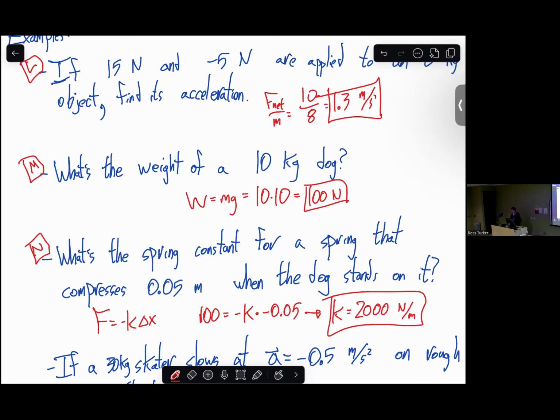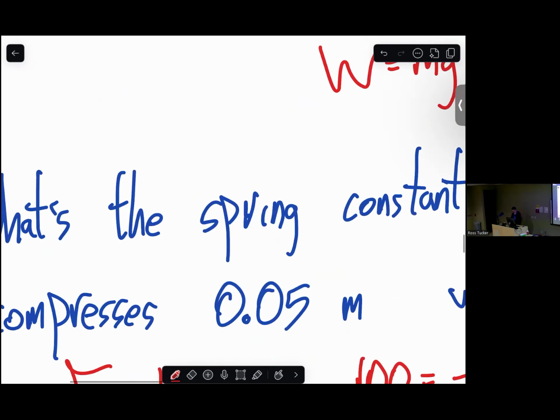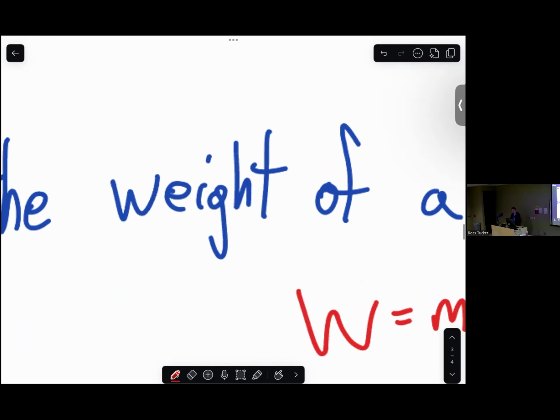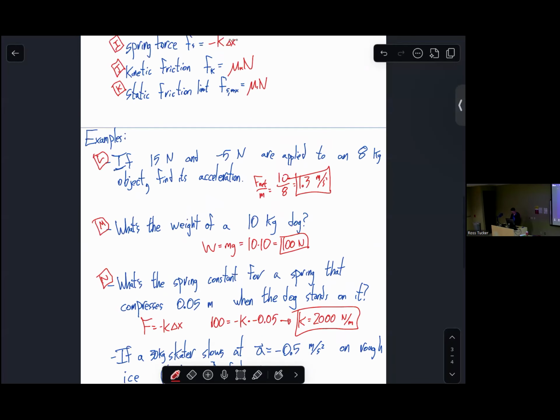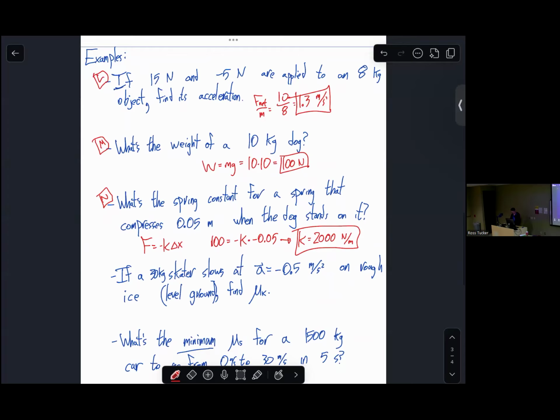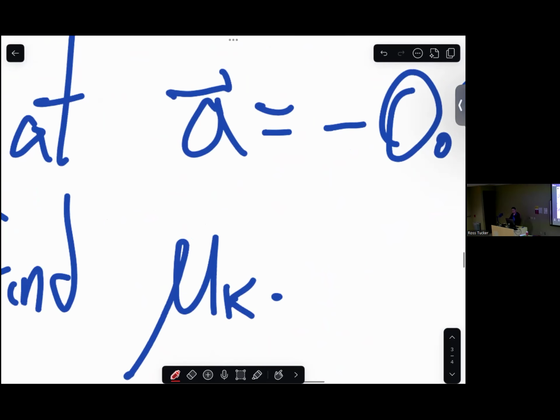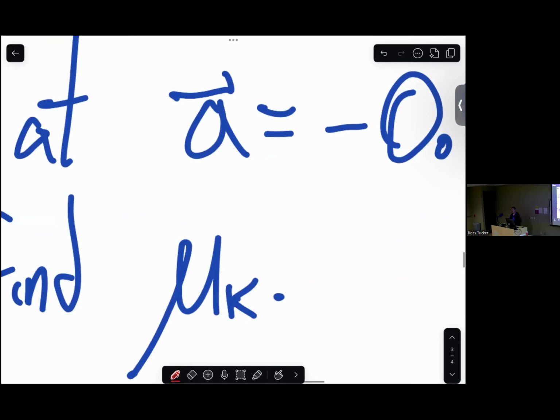Question: identifying what force is in different scenarios. What is F in various scenarios? Well, hint, if I talk about springs, use the spring equation. If I talk about weight, use the weight equation. If I use the kinetic friction coefficient symbol, that's a hint that you should use the kinetic friction equation.